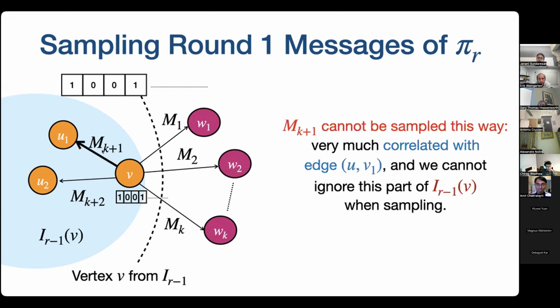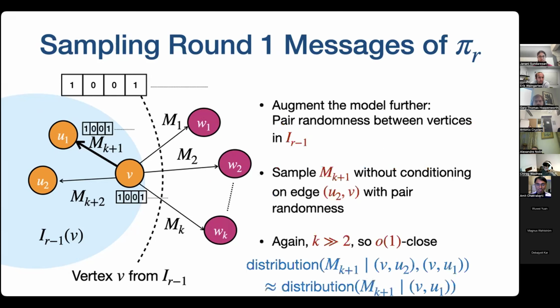Let's try and repeat this for MK plus 1. And this is where, again, you'll run into a serious problem, because we talked about this a little bit. MK plus 1 as a message exists only if the edge between V and U1 exists. But the existence of this edge at this point is known only to V and U1. No one else even knows this. So no one else even knows that you're supposed to sample such a message. So if you try and sample MK plus 1 using public randomness, you're going to fail, because publicly, it's not even information that you know you should sample.